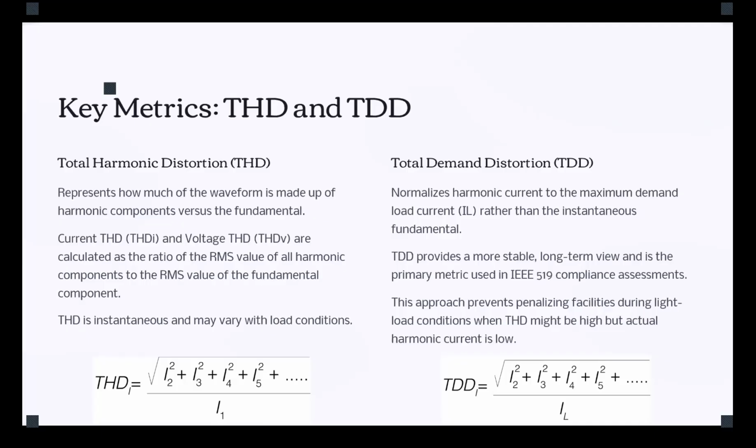Now, the other quantification is total demand distortion, TDD, which is a more stable measurement and compares the harmonic current to the system's maximum load current. So we don't use real-time current like in the THD. We only consider the maximum load current in the denominator. Now, TDD is the main metric used in IEEE 519, so we can check compliance with the harmonic limits. Basically, by using the TDD instead of THD, we can get a clear picture of the long-term harmonic performance in our system and its impacts.